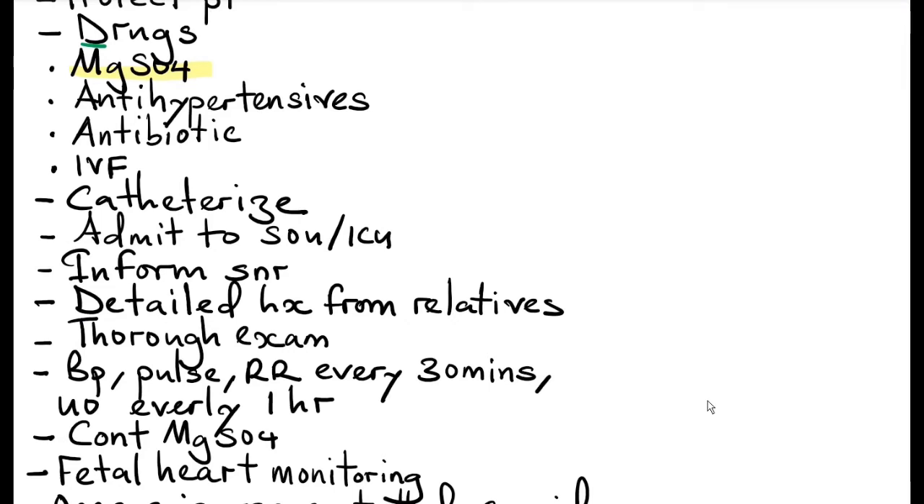It stops fitting and prevents further fitting. It is a neuroprotector. What it does is it blocks sensitivity to acetylcholine and also blocks neuronal calcium influx. Remember, calcium and acetylcholine are responsible for fitting. Other advantages associated with magnesium sulfate are that it improves cerebral vasodilatation.